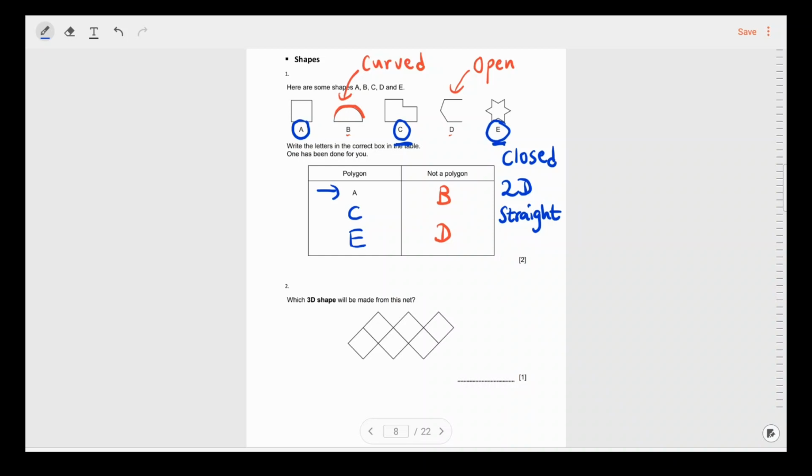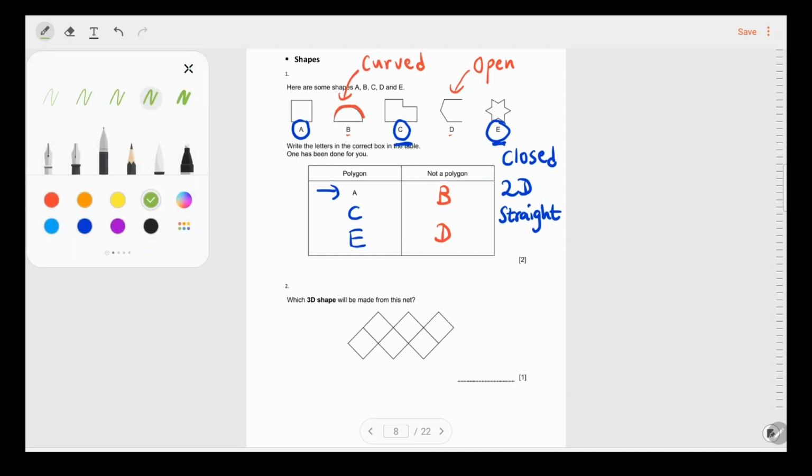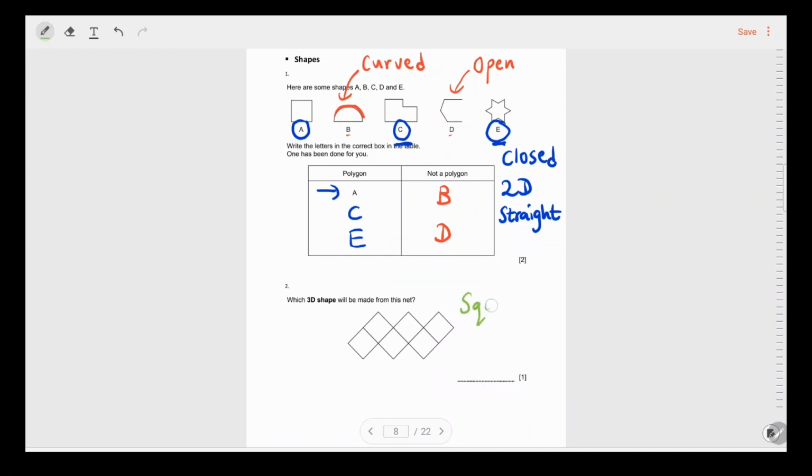The net of the 3D shape. So what you can look at this net and decide, or rather conclude, is that these are made up of square faces. So there's square faces and there's 6 of them. So there's 6 square faces, and if you remember 3D shapes, a cube is what has 6 square faces.